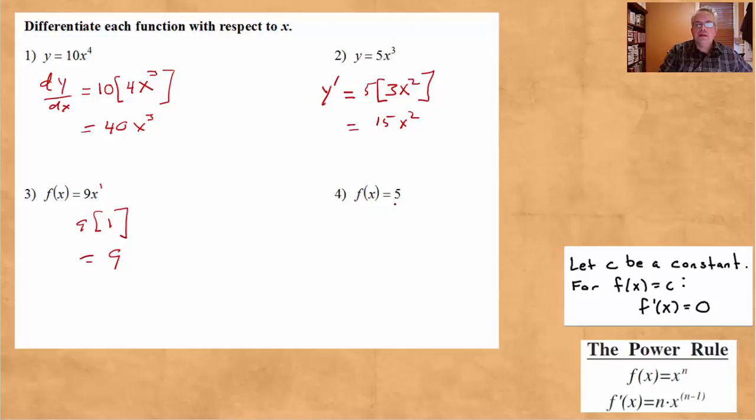Here we have a constant, 5. So that's a horizontal line. Slope is 0 everywhere. So the derivative of this is 0. So we can say f prime of x. This time we had function notation, so I'm using f prime. I could also use df dx. So another notation for the derivative is just 0.